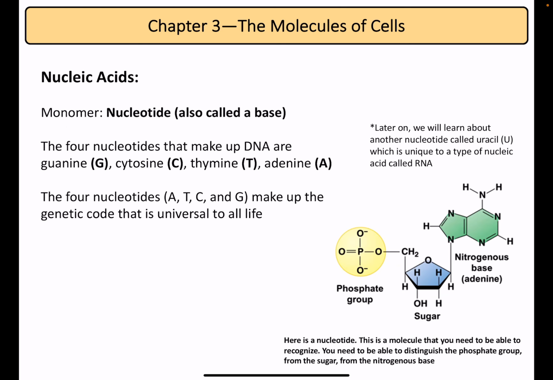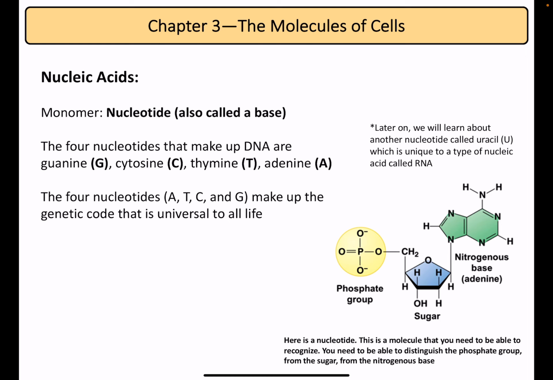All right, now we're ready for our 4th and final class of biomolecules. It's called the nucleic acids. Now, as a review, the monomer molecules, the building blocks of this class, are referred to as nucleotides. And another term for a nucleotide is a base. Those 2 terms mean the same thing.